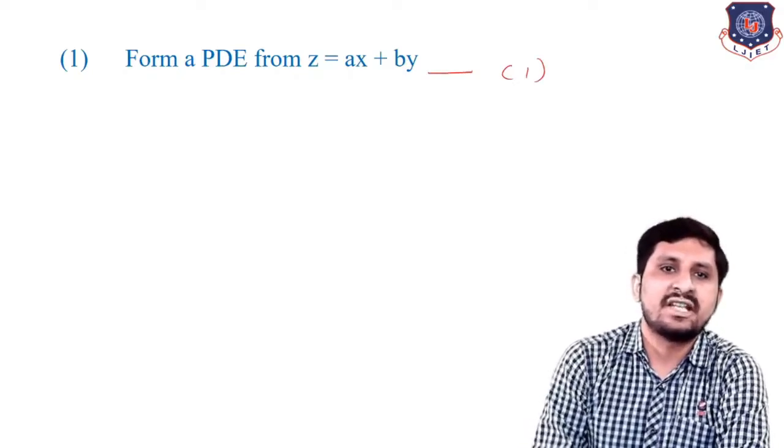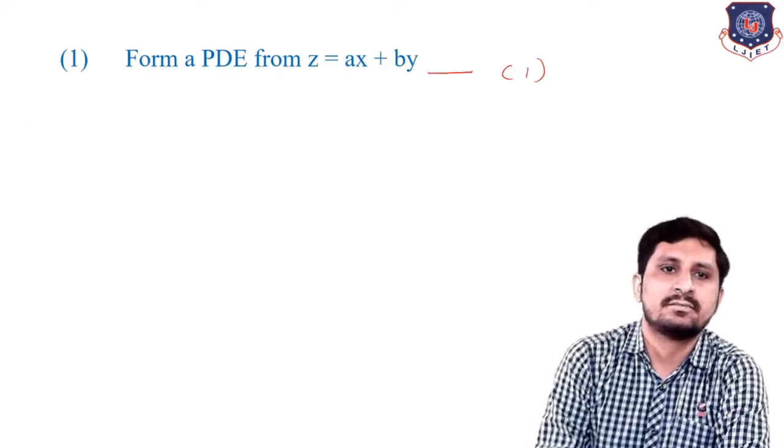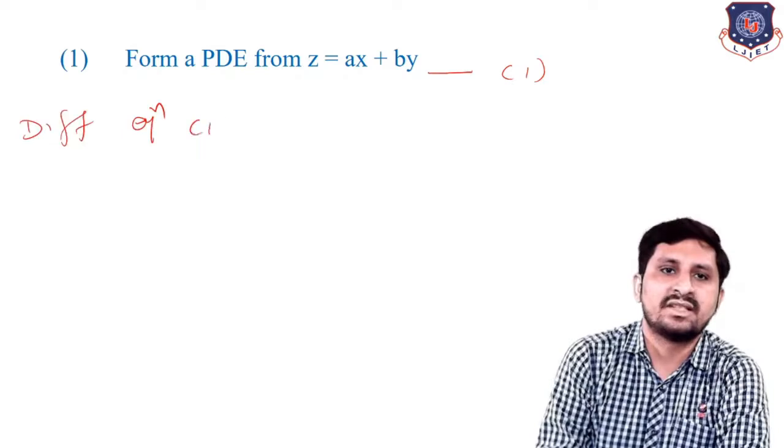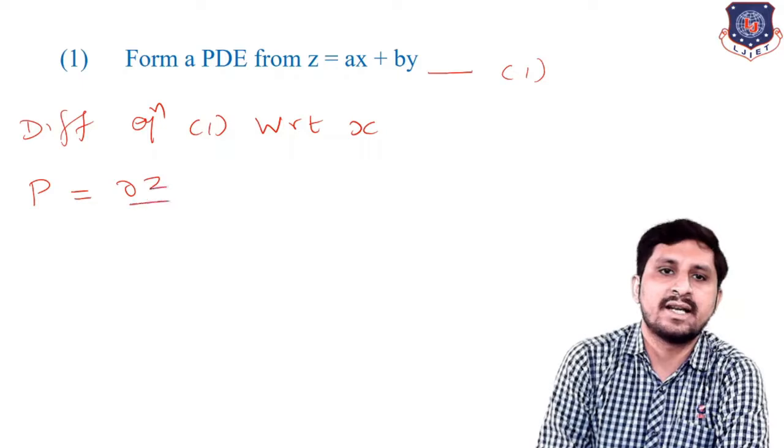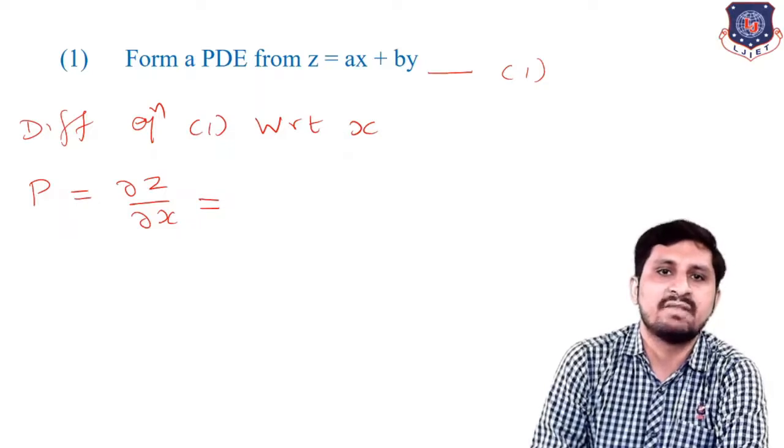Now differentiate equation 1 with respect to x on both sides. So P is equal to, why do I write P is equal to? Because P is nothing but del z by del x. Don't forget our notations. So P is equal to del z by del x, and the differentiation of ax plus by with respect to x is a only. Call it equation number 2.